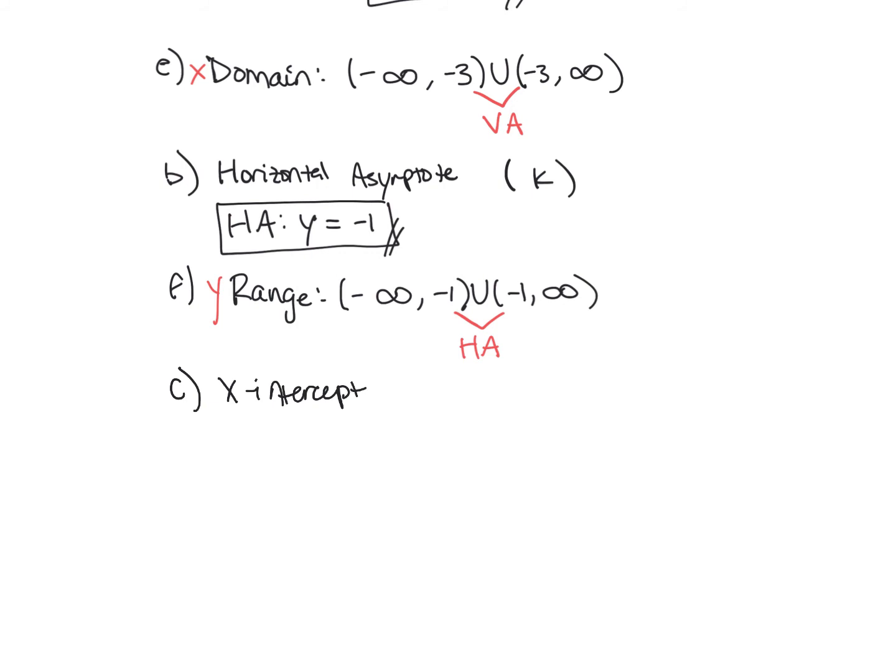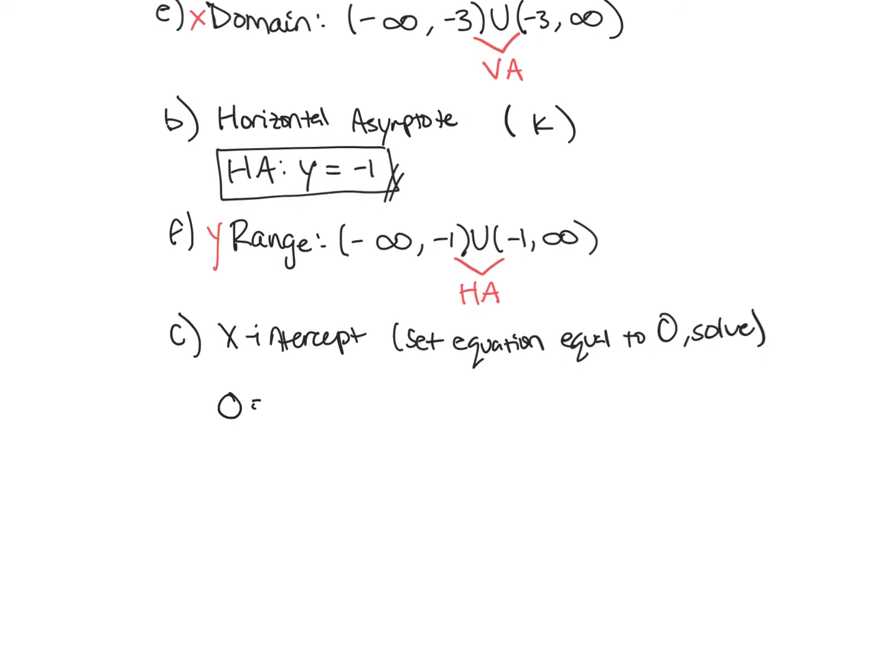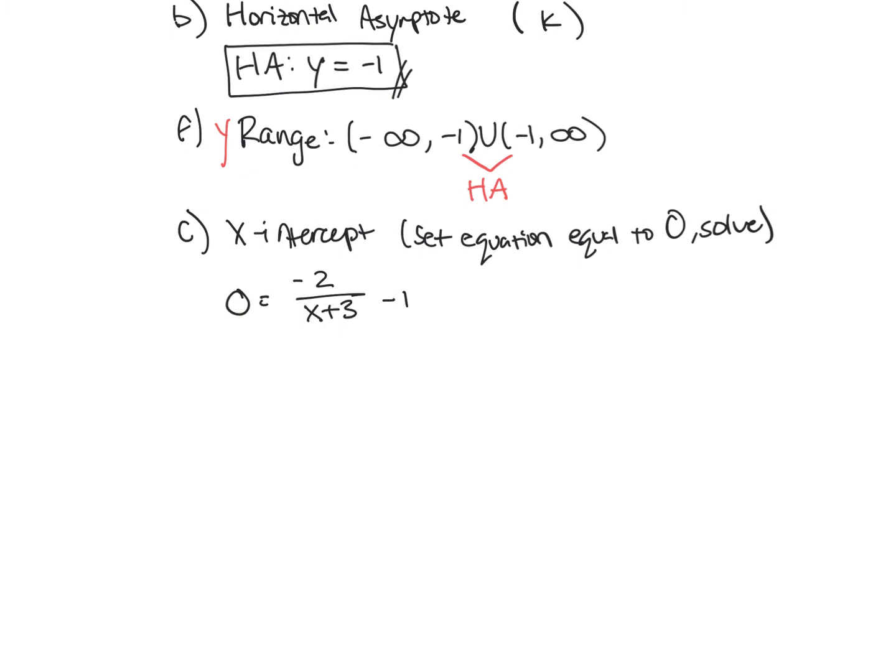For an x-intercept, you set the whole equation equal to 0 and solve. So not just the denominator, but the whole equation. So set equation equal to 0 and solve. So in this case, we're going to have 0 is equal to -2 over x plus 3 minus 1. I'm going to start by adding 1 to both sides. So we'll have 1 is equal to -2 over x plus 3.